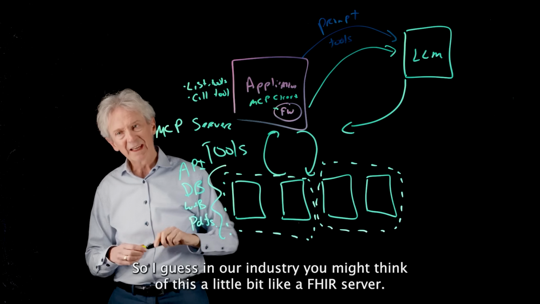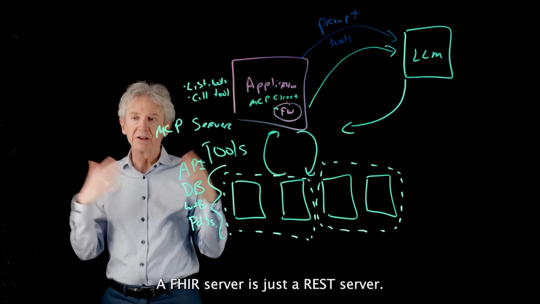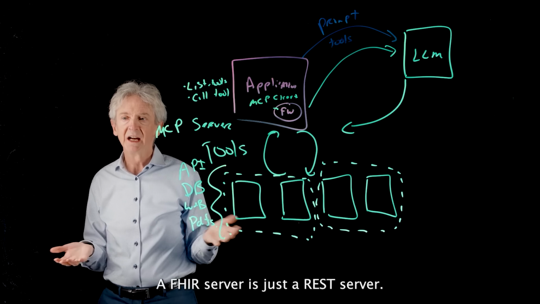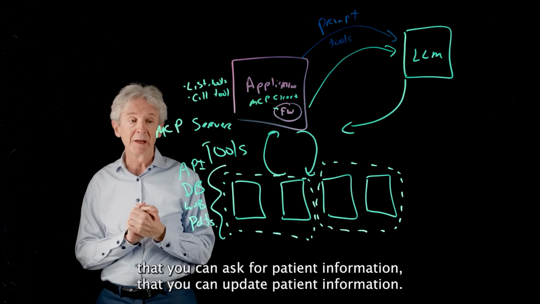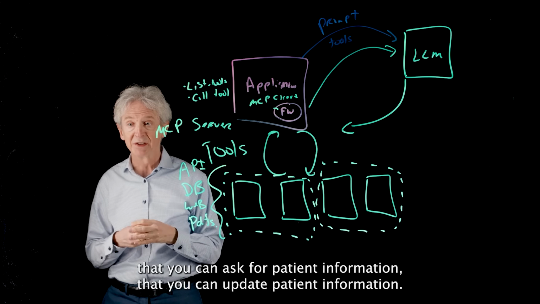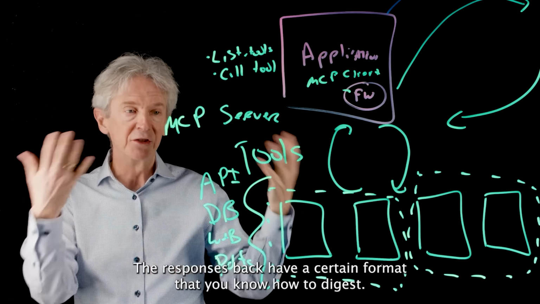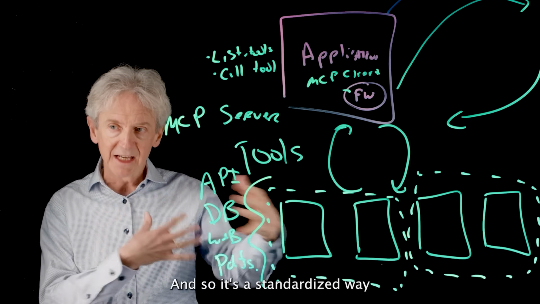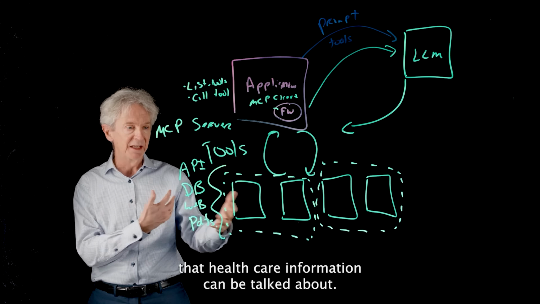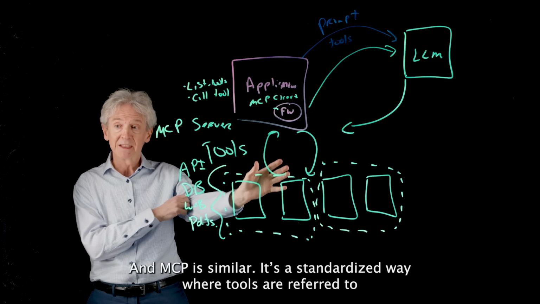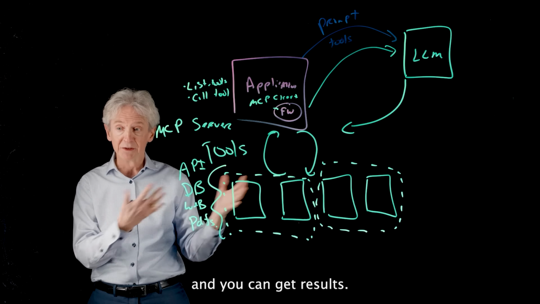server. So I guess in our industry, you might think of this a little bit like a FHIR server. A FHIR server is just a REST server, but there's a particular way that you can ask for patient information, that you can update patient information. The responses back have a certain format that you know how to digest, and so it's a standardized way that healthcare information can be talked about. And MCP is similar. It's a standardized way where tools are referred to and you can get results.